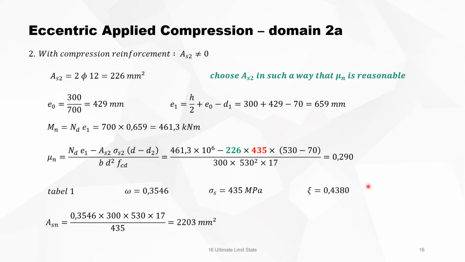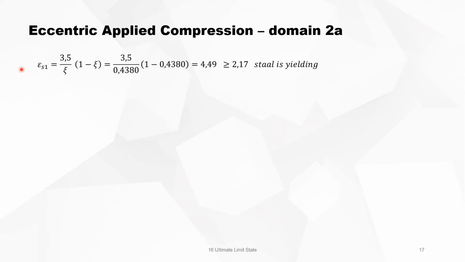And the xi, the depth of the neutral axis. And then we calculate As,n with the omega is 2203. And then we will look if the steel is yielding. For the tension reinforcement, it is just applying the rule of similar triangles. It is 4.4 per mil, so it's more than 2.17, so the steel is yielding.